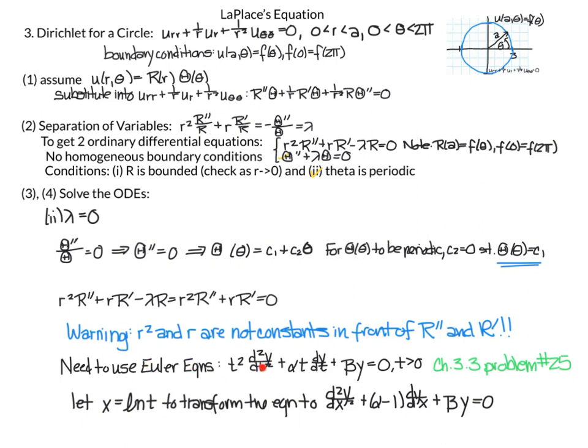And the way you solve this Euler equation is you're going to do a substitution. You're going to let x equals natural log of t, and that will transform this equation to d2y dx squared plus alpha minus 1 dy dx plus beta times y equals 0. So this is the substitution we are going to use, and I'll show you how that works.